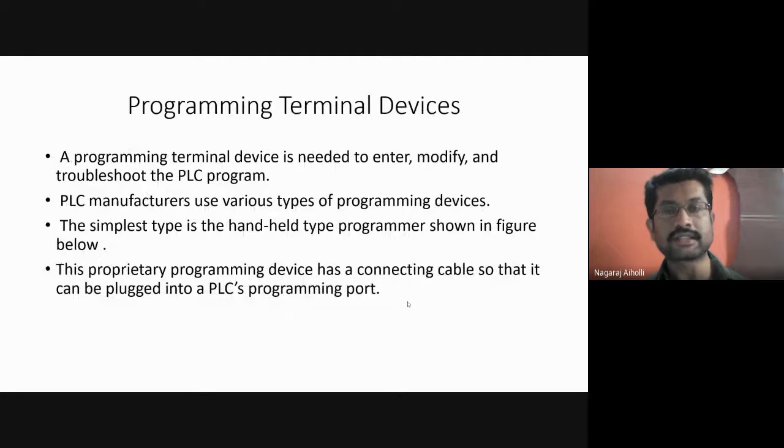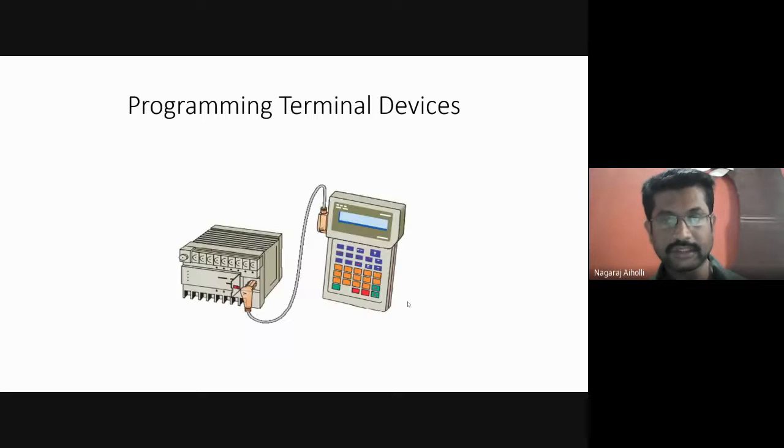Programming terminal devices, where we can enter the data, enter the program, or modify and troubleshoot the PLC program. The devices used for entering, modifying, changing, or troubleshooting the PLC program are called terminal devices or programming terminal devices. That is shown here. This is a handheld programming terminal device. Using this, you can change the program or data stored in the PLC. There is a display here. You can display all the data needed on this LCD display screen.